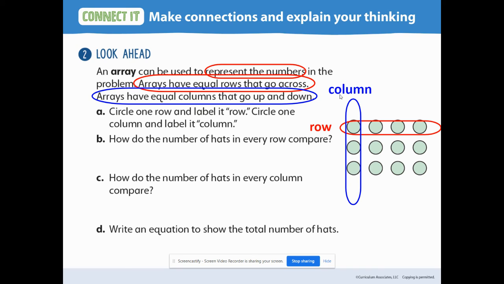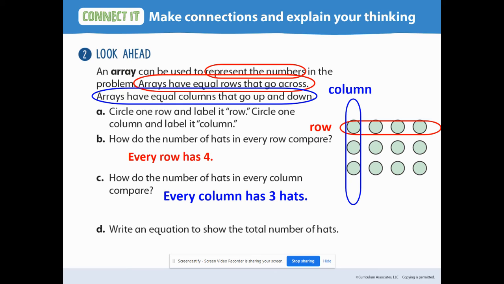Go ahead and pause the video so you know the new vocabulary. A row goes across and a column goes up and down. B, how do the number of hats in every row compare? This is why we label. Look at the row. Every row has how many hats? 4. Now look at the number in every column. We labeled them for a reason. Every column has 3 hats. Good. Did you notice that?